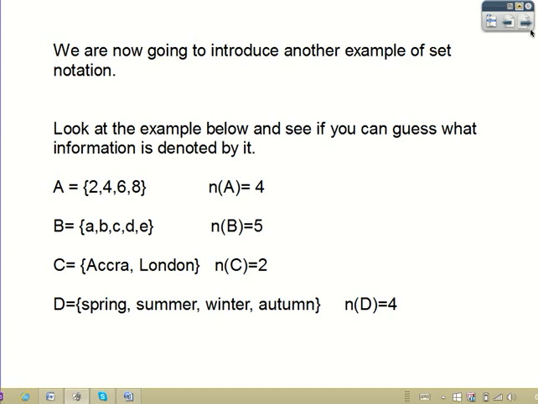We're now going to introduce another example of set notation. As we said, notation is important because everybody in the world has to be able to communicate when it comes to maths. And so there's a certain way in which you must present the information. Look at the example below and see if you can guess what information is denoted by it. Pause the video and discuss it as a class. What do you think is being shown by these set notations at the side here? What are they telling us? Pause the video and discuss as a class what is being shown by this new notation that I've just introduced to you.